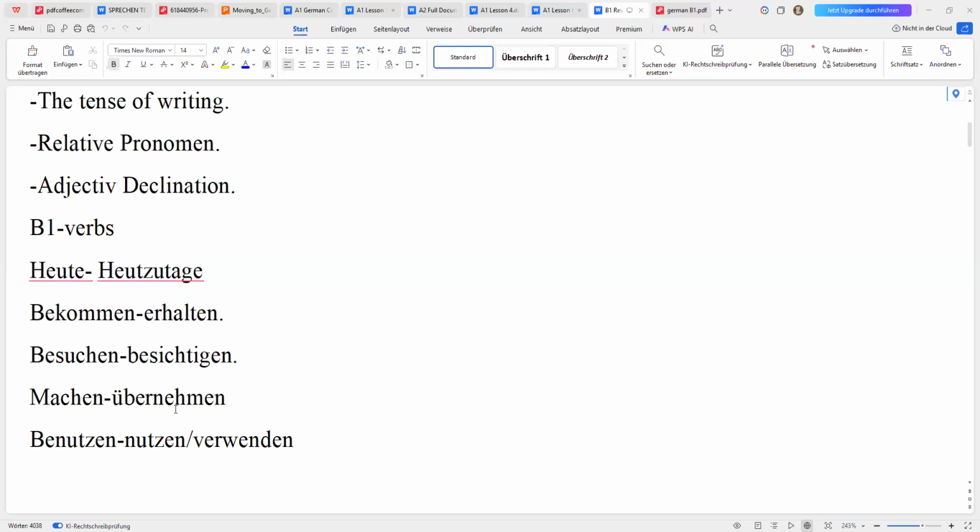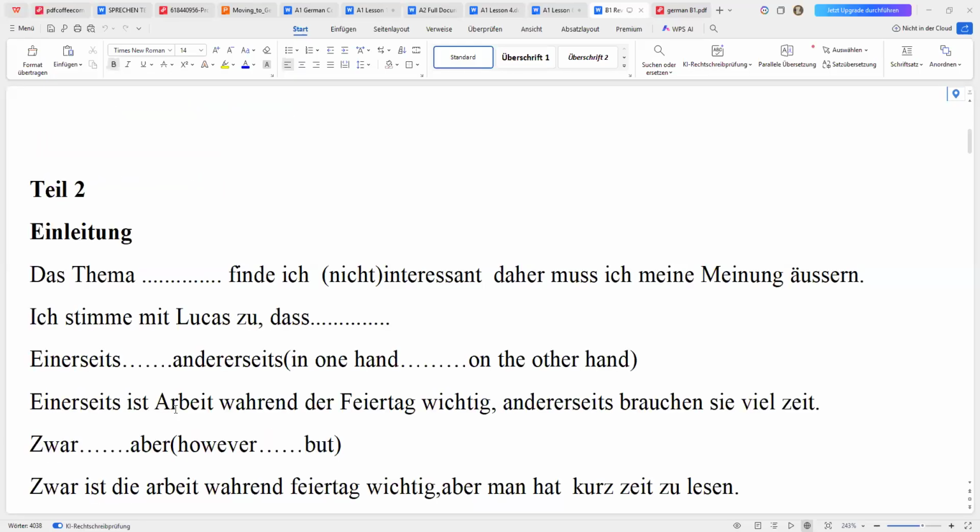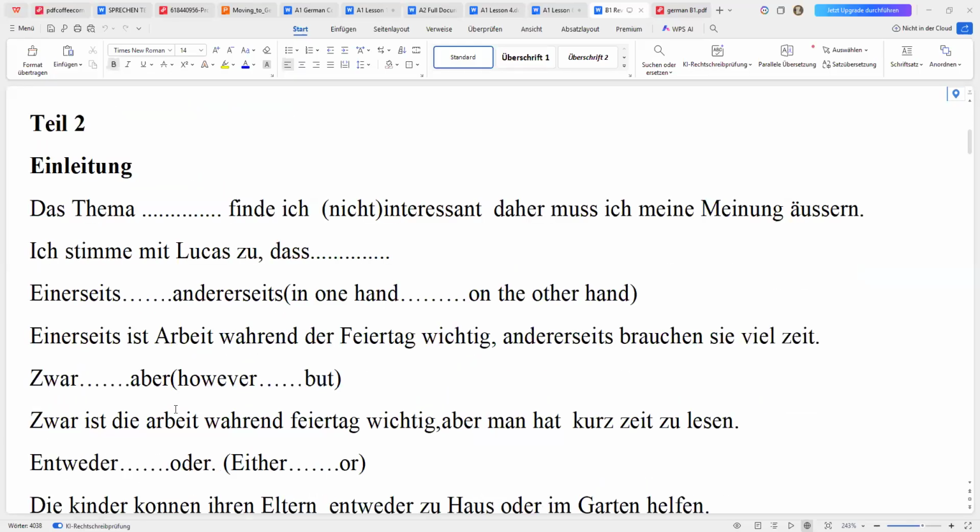They check, are you alternating within verbs? You are exchanging the B1 verbs. When you do that, you will get a B1 Schreiben very well. You will score well. So that is it on the Teil 1. Teil 1, that is what is expected.